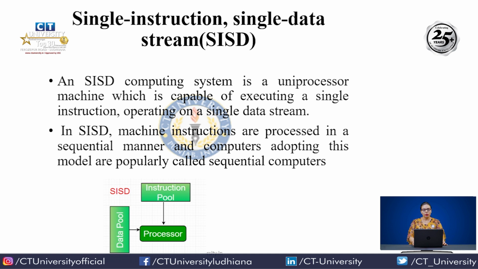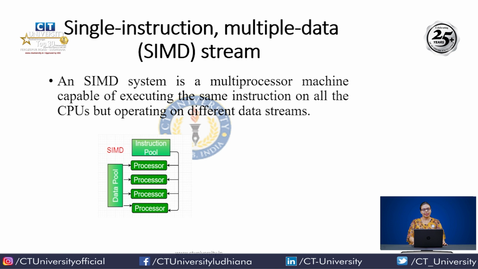Suppose we have one CU, that is control unit, which is further connected to processing unit PU, which is connected to the local memory, and these are basically the uniprocessors. Next category is SIMD, single instruction multiple data stream. As its name clears, it operates on a single instruction but on multiple, that is different, data streams. In this, suppose we have one control unit which is common to multiple PUs, that is processing units, and we have multiple local memories, suppose M1, M2 and so on. Its best example is the parallel computer.